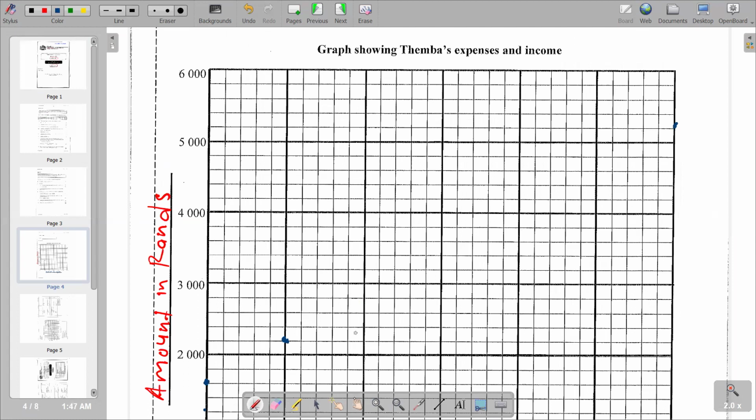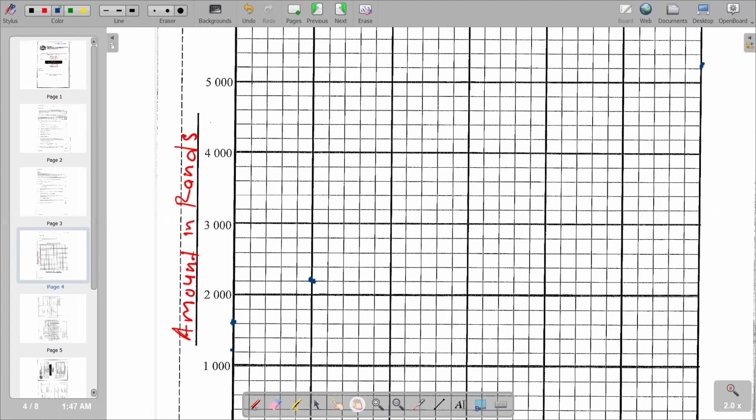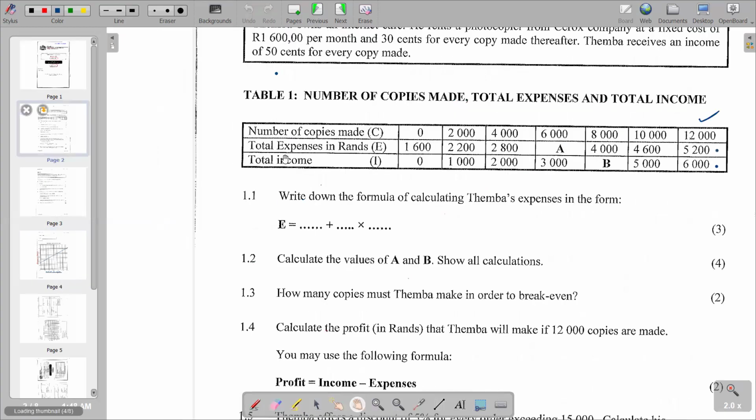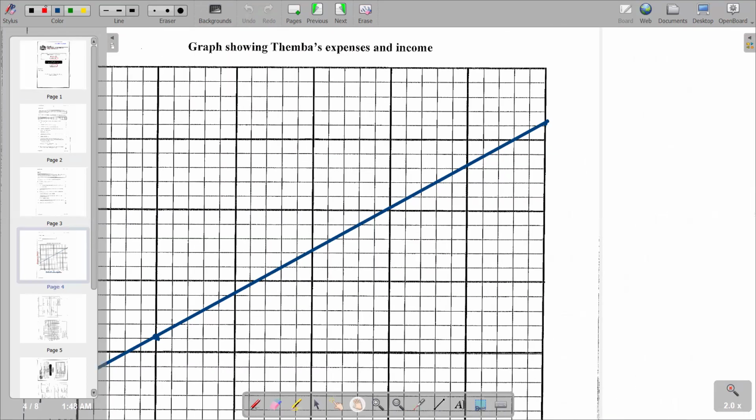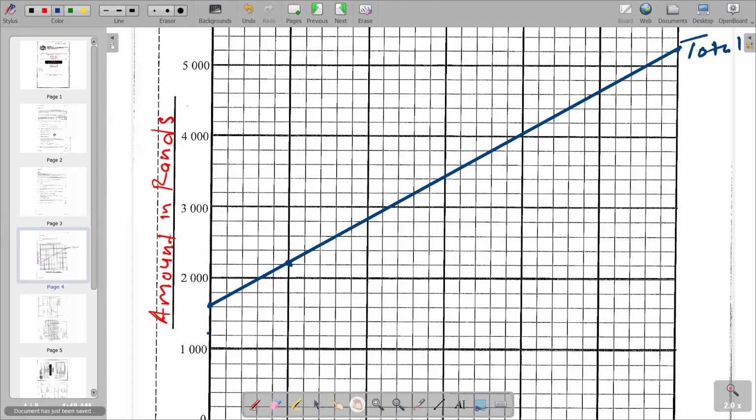And then we need to join all these points with a straight line, starting here. We'll see we have joined with a straight line, and according to the information given, this is our total expenses. So we can just label it as total expenses.